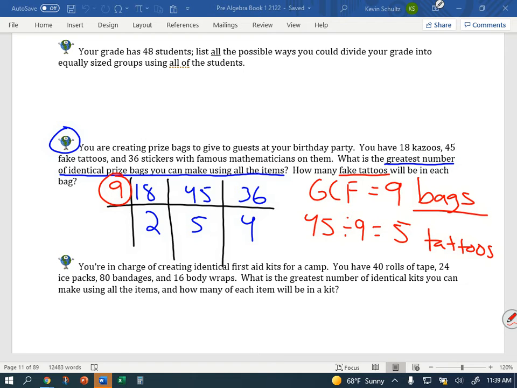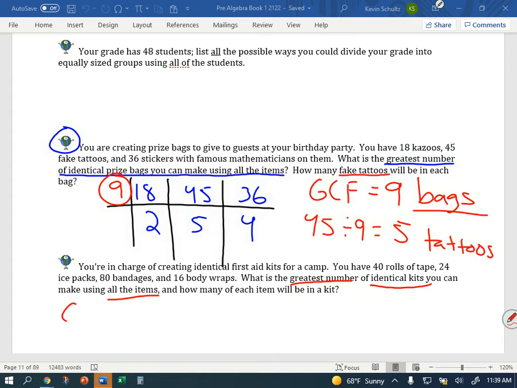So, as you read through these, the next one: you're in charge of creating identical first aid kits for a camp. You have 40 rolls of tape, 24 ice packs, 80 bandages, and 16 body wraps. My goodness. What is the greatest number of identical kits you can make using all the items? Here's our phrase, right? Identical kits, greatest number, all the items. Those are your phrases that clue you in to greatest common factor. And it says how many of each item will be in a kit.